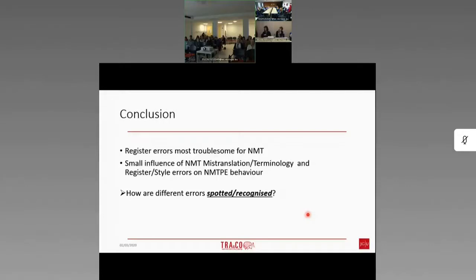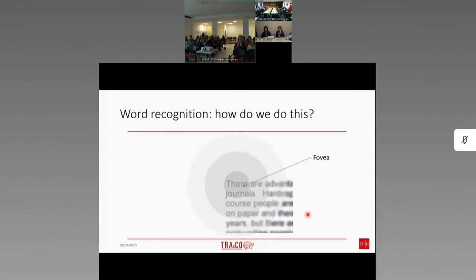Yes, so we can conclude here that the most troublesome aspect for NMT here at the DGT is register, and there's a small influence of mistranslation or terminology errors and also of register errors on NMTPE behavior. But this product study was only the baseline, or sort of the first step towards understanding how errors are recognized. So we know that the experts here do a very good job in spotting those mistakes, but our question is, how do they do it? And that is why we carried out an eye tracking study.